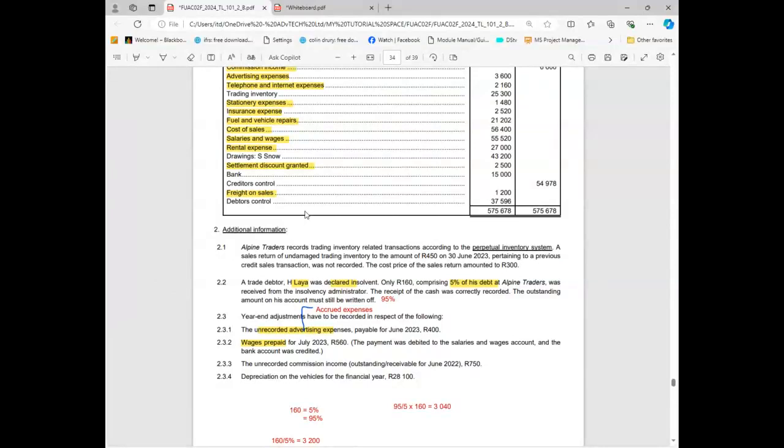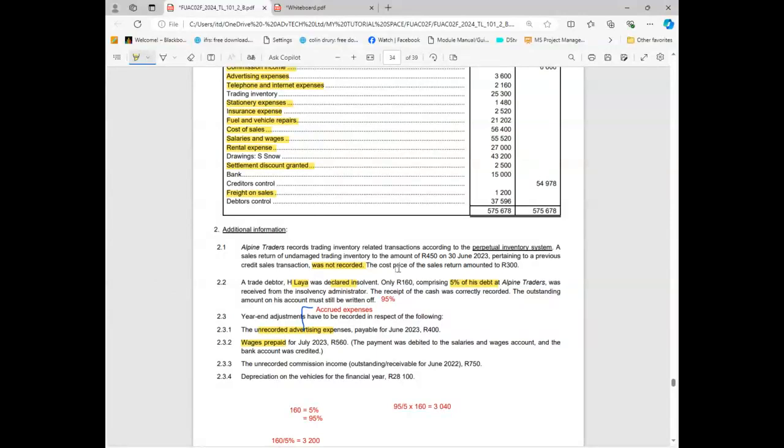Remember, if you are using perpetual, it means the cost price, meaning the cost price of inventory. Because they said it was not recorded, it means at the end of the day we need to go and record it. Obviously, we did record it when we were with sales. Under sales, we did show this one.